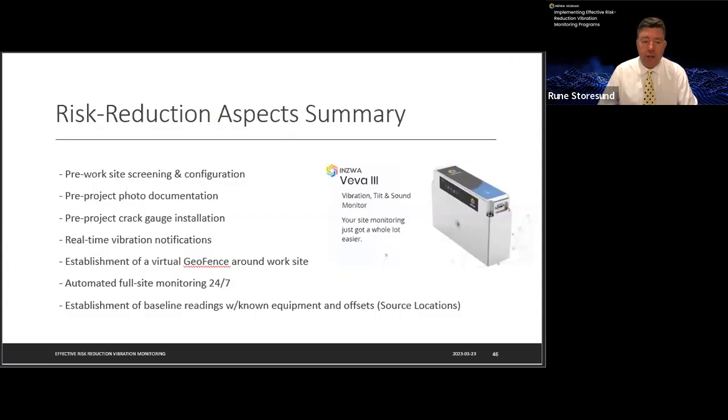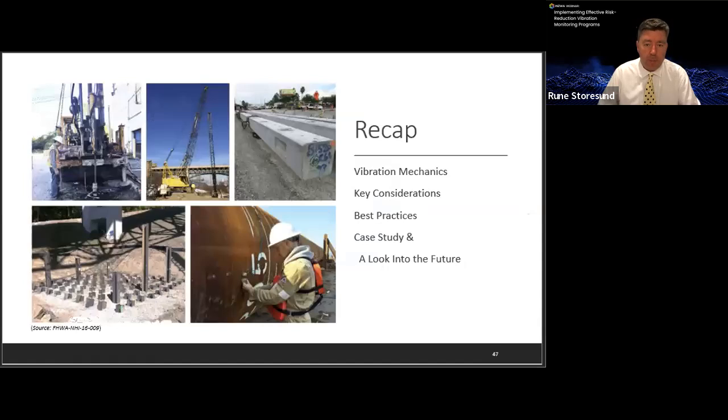So this slide just recaps the construction-induced ground vibration risk reduction elements. I think the INZWA system is really helpful here because it's pre-configured, easily set up, rapidly deployed, and has the pre-established web-based reporting and alerting system. And as I mentioned at the beginning of our case study, the enhanced reporting feature is still in development. But if you're interested, we'd love to hear from you and work with you as we build out this capability.